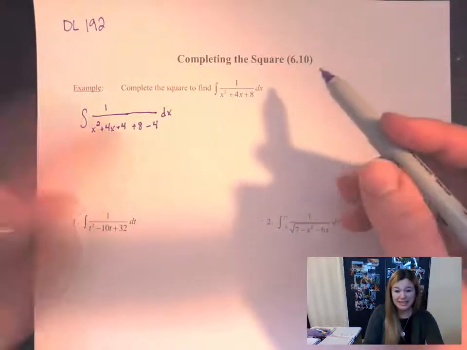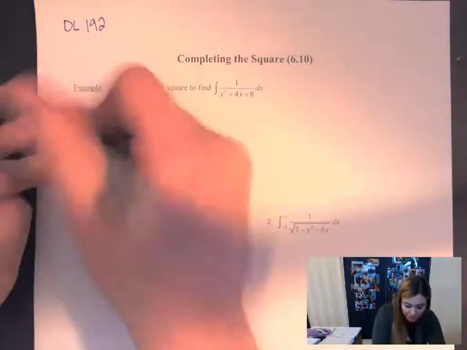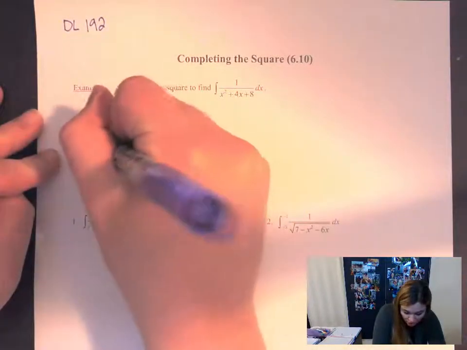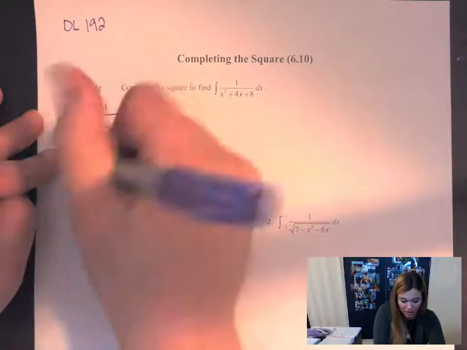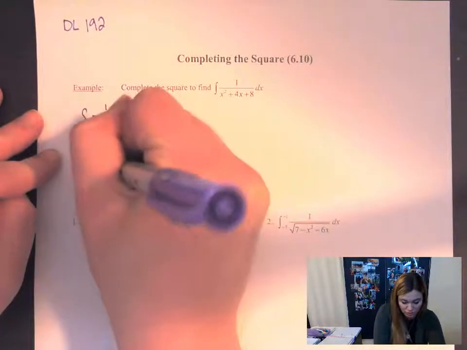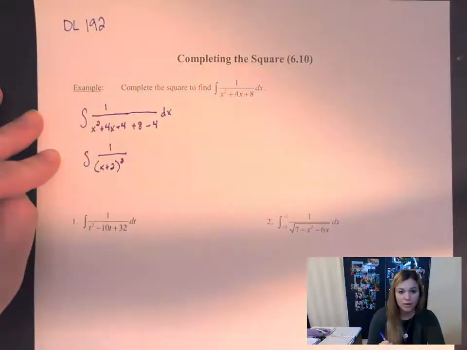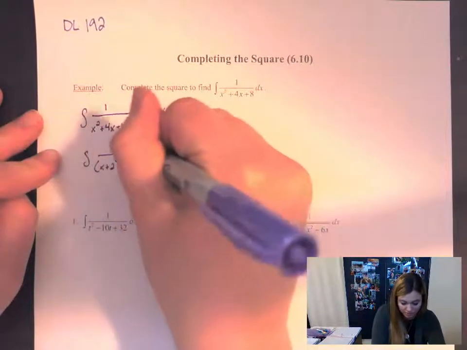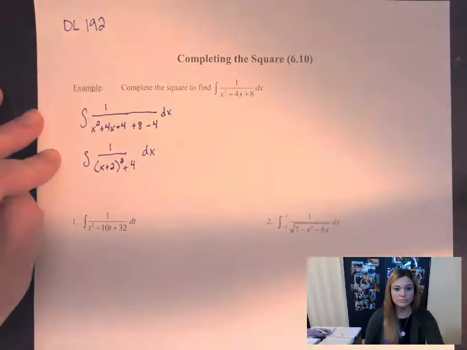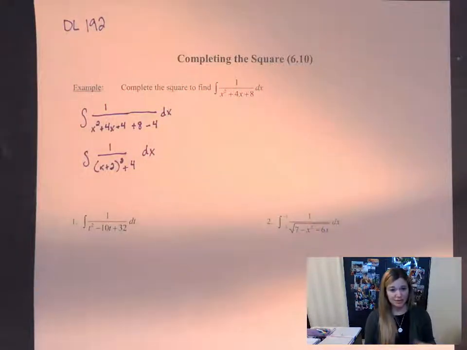And you might be thinking, well, why would you do that? Let me keep going, follow along with me. Now we can write x squared plus 4x plus 4 as the quantity x plus 2 squared plus 8 minus 4 is 4. And you might be thinking, okay, great.